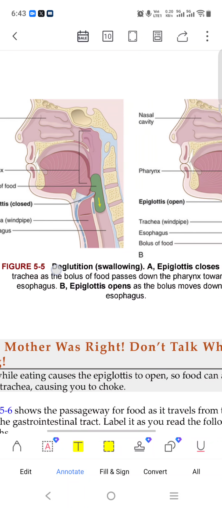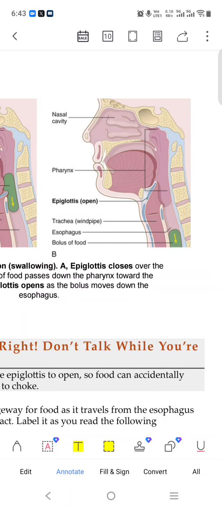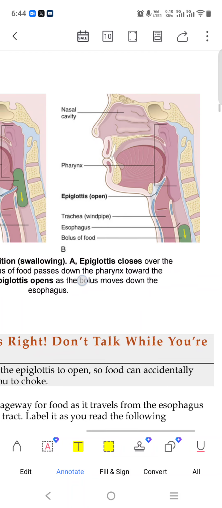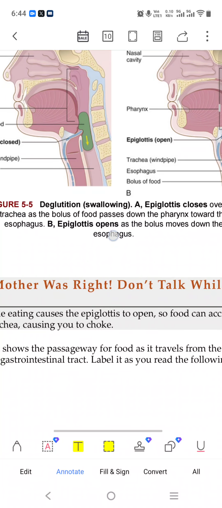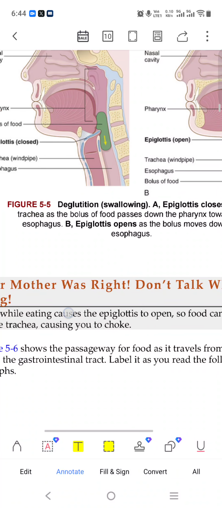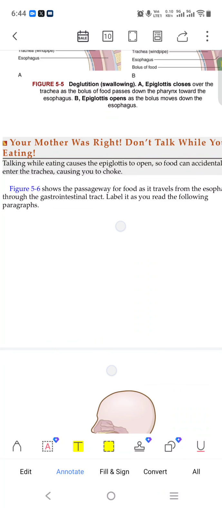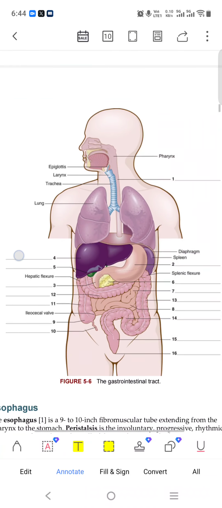Esophagus is the passage of our food. Nasal cavity is in our nose area, and inside of that, pharynx is that area. Epiglottis open: when the food enters and travels some distance downward, the trachea, the windpipe, will open. Esophagus is there, and the bolus of food is going. So this is a process that it is describing.